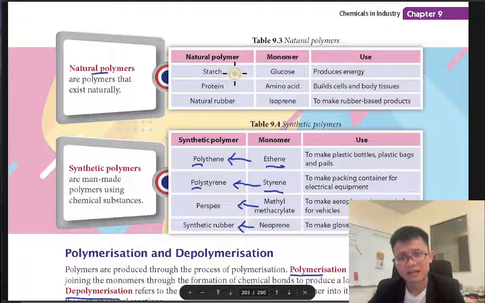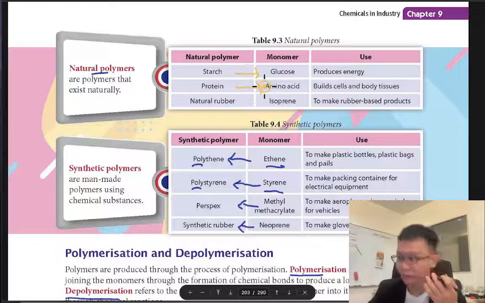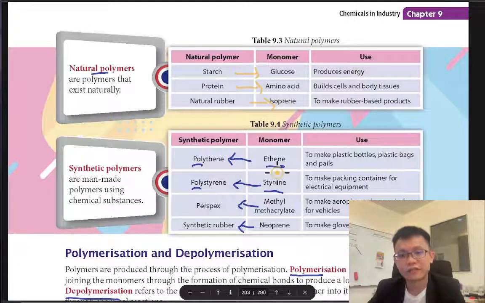Okay. Starch can become glucose. You know, right? The enzyme. Protein can become the amino acid for the digestion using what? Protease, is it? Protease enzyme. Natural rubber can be used isoprene. Okay, and you need to know these two, polyethylene will become polyethylene and what, and you need to understand the category. I'm not sure whether you understand the category or not.